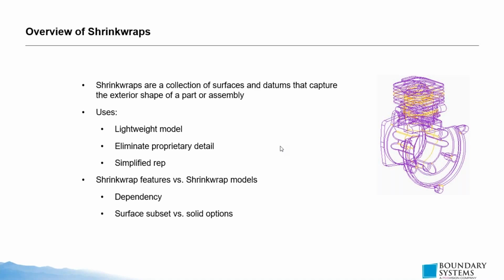Main difference is dependency options. If you save as a separate file and then you make changes to that original, they won't be updated automatically. So it's not dependent in the separate file. Whereas if you make a feature, much like other features, it does have the option for dependency. So that's an advantage of a Shrinkwrap feature versus a model. If you're using it to aid in your design process, just make your model a little bit simpler, then you may want to use a Shrinkwrap feature because you can still make edits and all your Shrinkwraps will update. But if you're sending something out to a supplier, then maybe you just want to save it as a separate file.